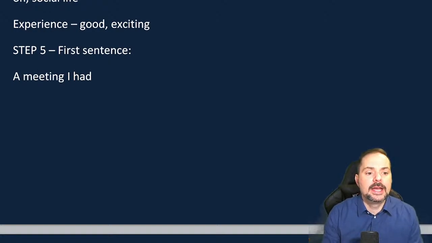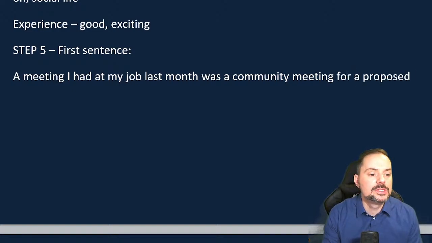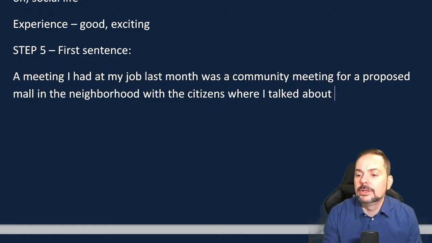A meeting I had at my job last month was a community meeting for a proposed mall in the neighborhood with the citizens, where I talked about the social impact.